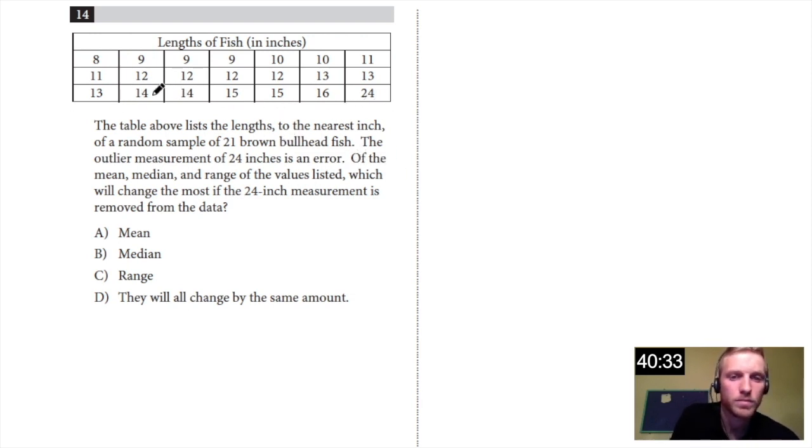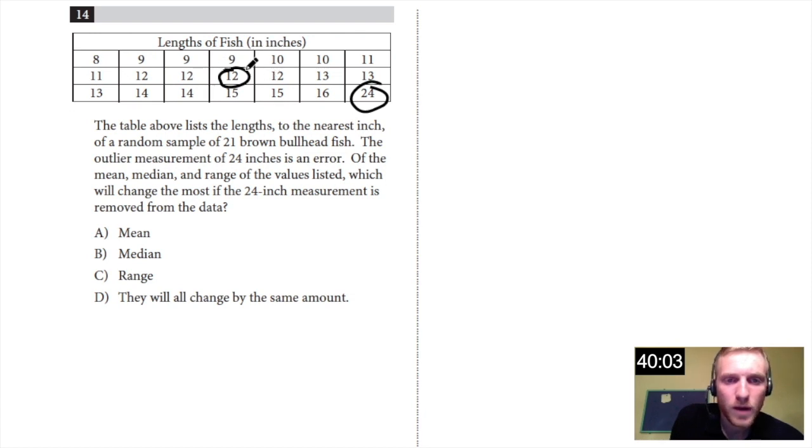Bullhead fish. Good, so we have 3 rows and 7 columns, so 21. The outlier measurement of 24 is an error. Of the mean, median, and range of the values listed above, which will change the most? First, let's take a look at our median, the number in the middle of the set, essentially. So that is 12. So if we were to remove 24, our median actually should not change at all.